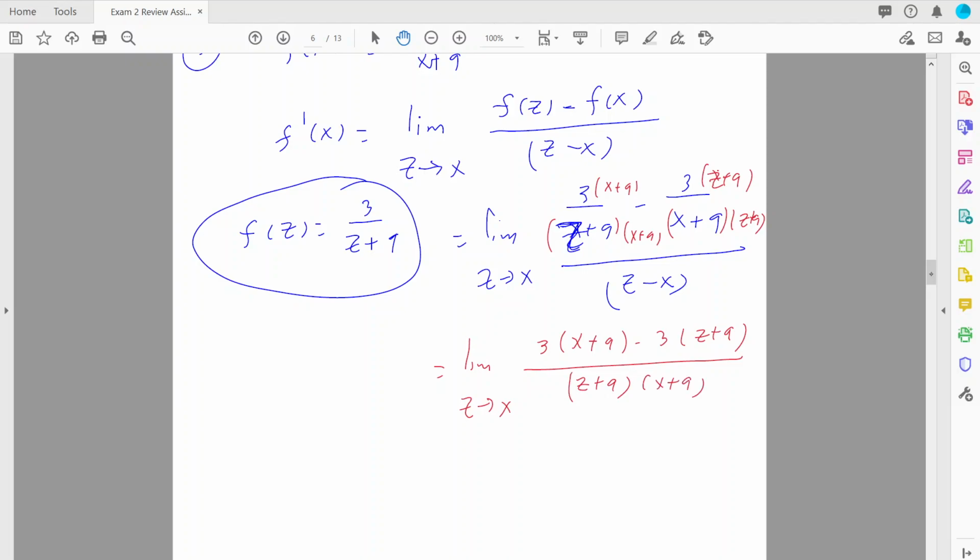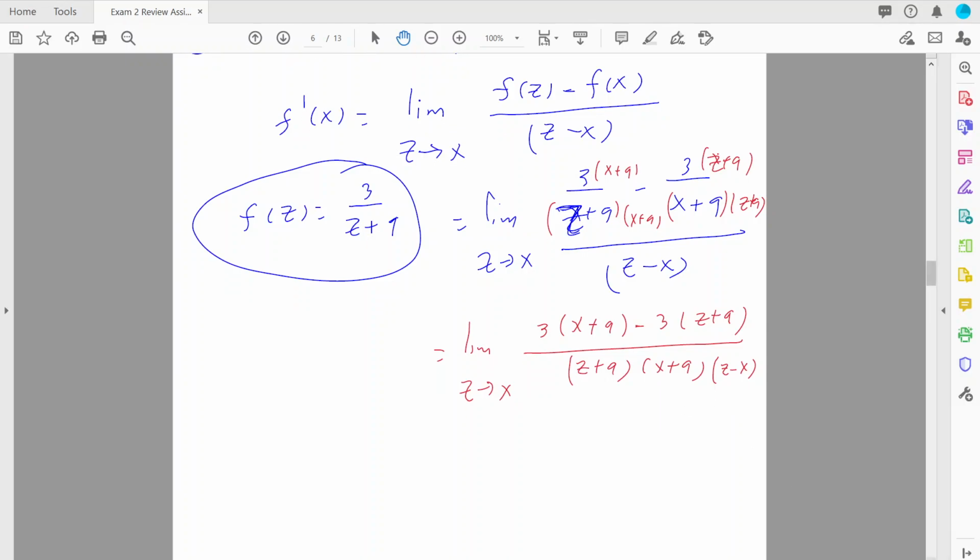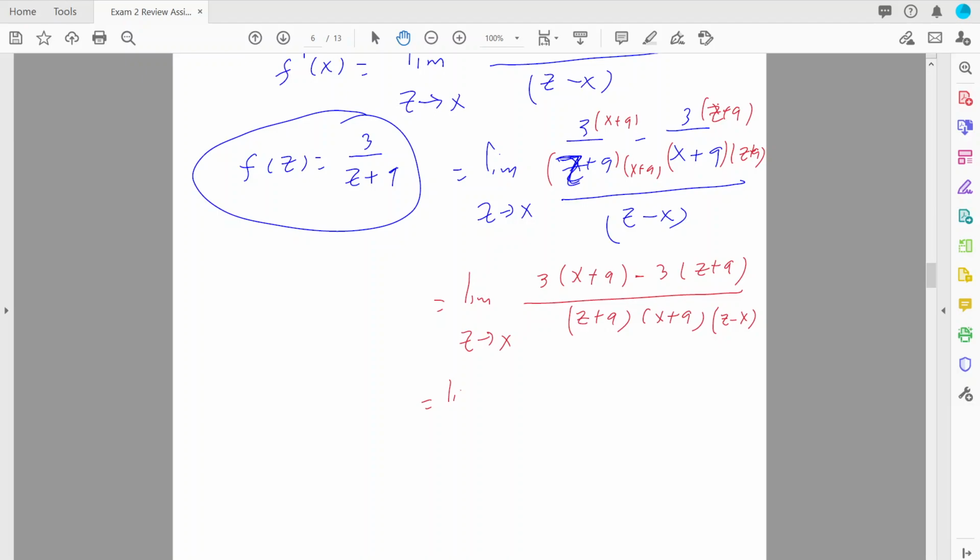And as you can see, this z minus x from the denominator will also be here. So now ultimately you have to simplify this top part, and you need to find z minus x on the top part so that you can cancel it, because as long as this z minus x is on the denominator, you will not be able to find the limit. But it's not that difficult. Just distribute: 3x plus 27 minus 3z minus 27 over z plus 9 times x plus 9 times z minus x. This negative 27 and this positive 27 are gone.